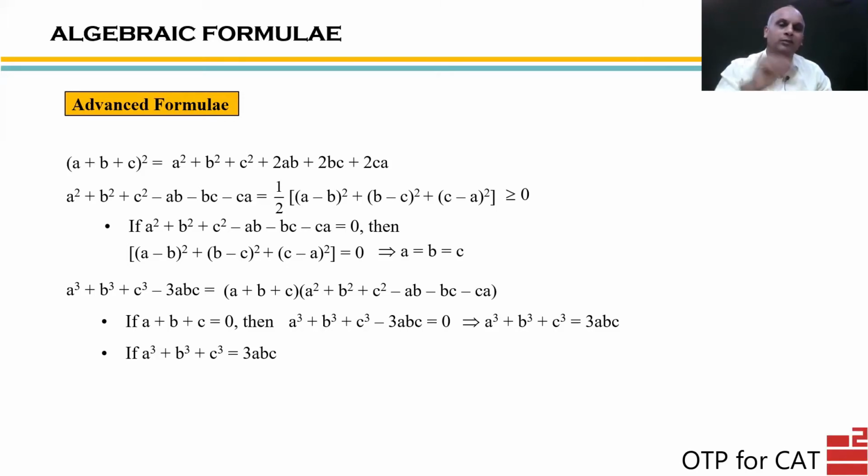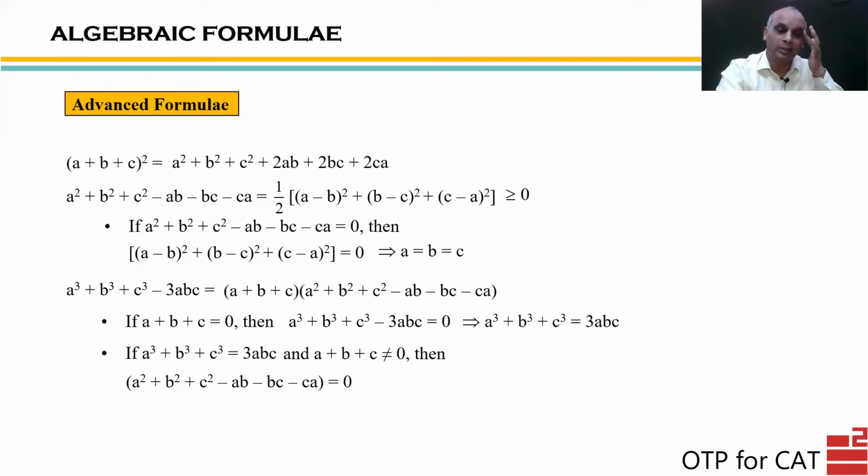Second is, what happens if the converse happens? That means if a cube plus b cube plus c cube is equal to 3abc, then what will happen? Now, two possibilities are there. Because this is equal to 3abc, the left-hand side of the formula is 0, and that means the right-hand side is also 0. Now, that right-hand side will be 0 under two circumstances: either a plus b plus c is 0, or the second bracket is 0. What if I impose a further condition that a plus b plus c is not 0? Then the second bracket has to be 0.